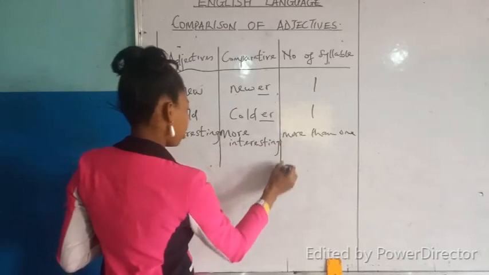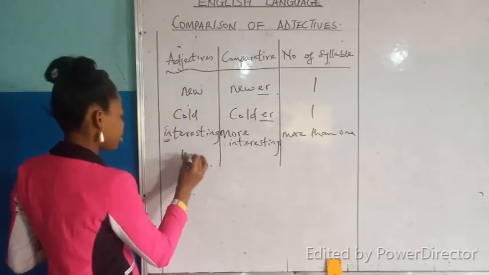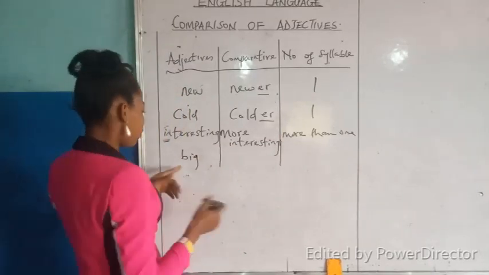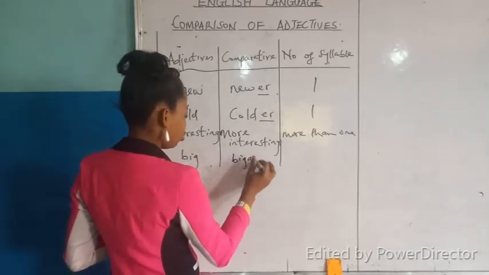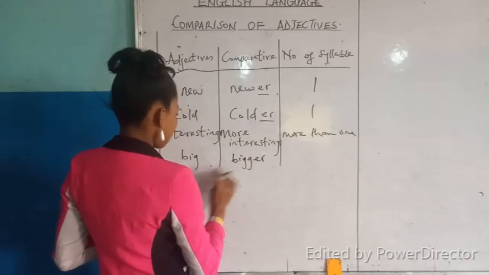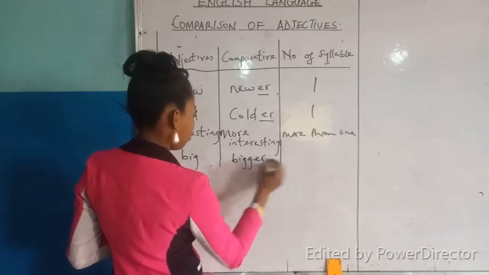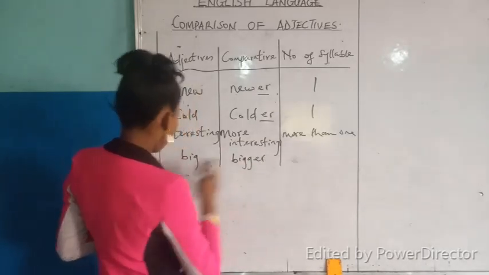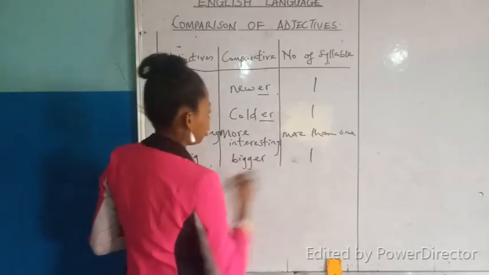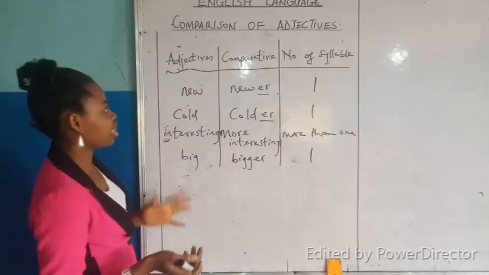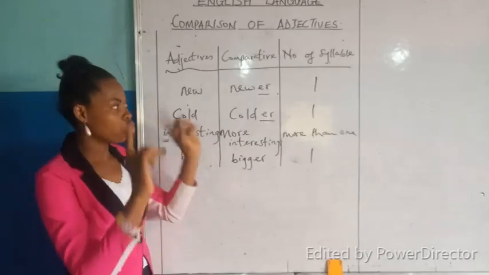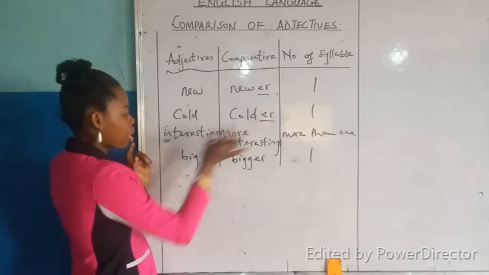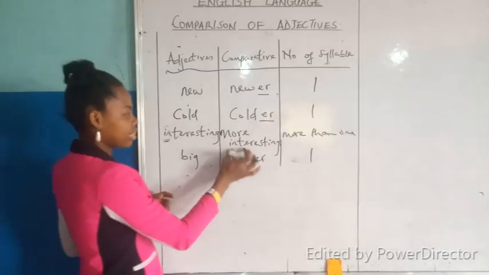And then the last one on this is big. Now for big, I'll have to double the G before I add my ER: bigger. How many syllables? Still one. Okay, in a nutshell, what I'm trying to say is that in the comparative form, once the adjective has only one syllable, you only add ER. But when it's more than one, you add more.